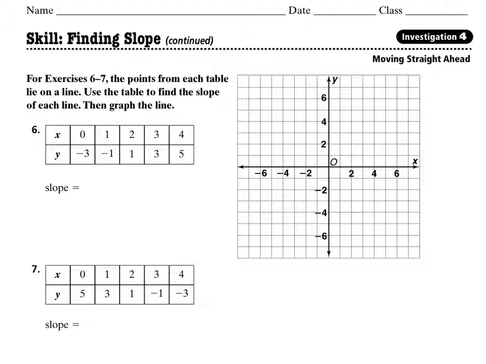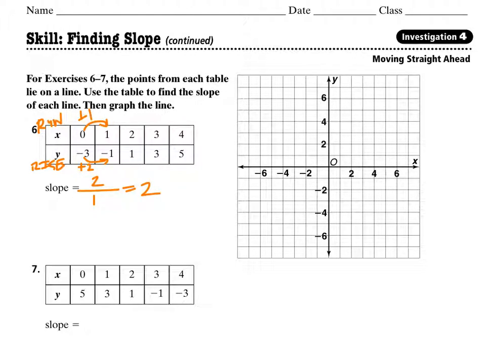Alright, let's go ahead and get started on this table, finding the slope. We'll start with number 6. So the slope, we know the y gives us the rise values, and the x gives us the run values. We just have to find the changes between any two x's and their corresponding y's. I'm going to start with the y's because slope is always rise over run. From negative 3 to negative 1, that would be up 2. So my slope starts with an up 2, and then the run going from 0 to 1 would be to the right 1. So that's 2 over 1, which would be 2.